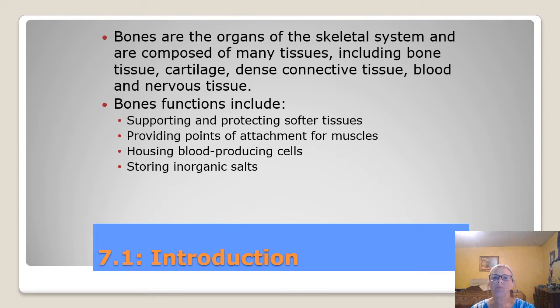Support and protection for softer tissues is, of course, a big function here. Also, providing a point of attachment for muscles. Our muscles have to have something to attach to, and there are many features we'll be learning which are points of attachment for muscles. Bones also house the blood-producing cells. Red bone marrow is found in the ends of long bones, and this is where we make our red blood cells. And they house and store inorganic salts like calcium.